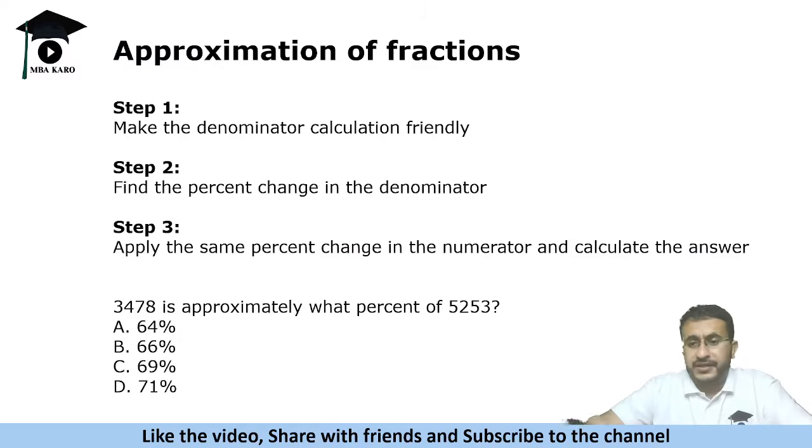Now another thing that is useful for calculations is approximation of fractions. Okay, so it's a three-step method which I shall use, and using this we will calculate the answers. Now suppose you need to find 3478 by 5253. Okay, division is the biggest challenge. We saw multiplication, okay, addition, subtraction anyone can do, but multiplication and division are the big challenges.